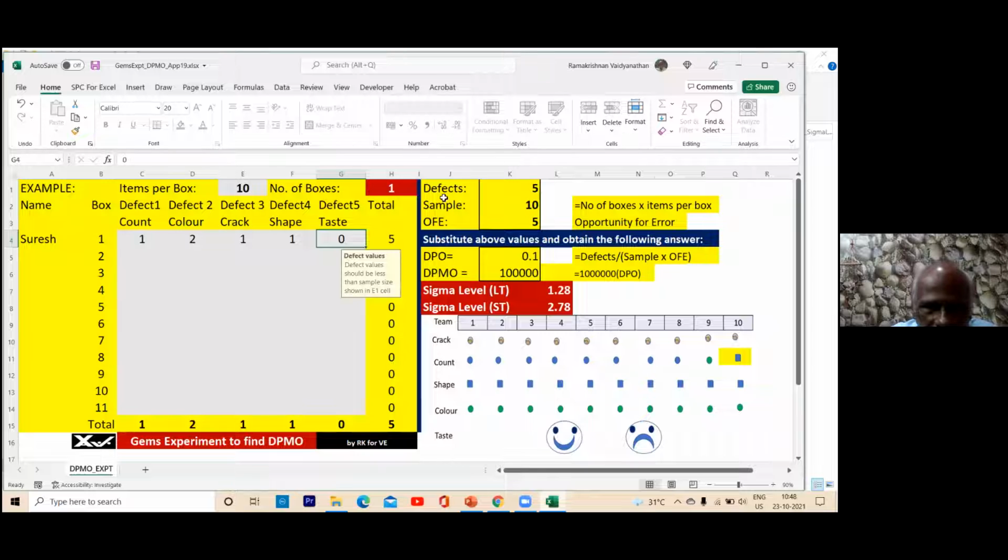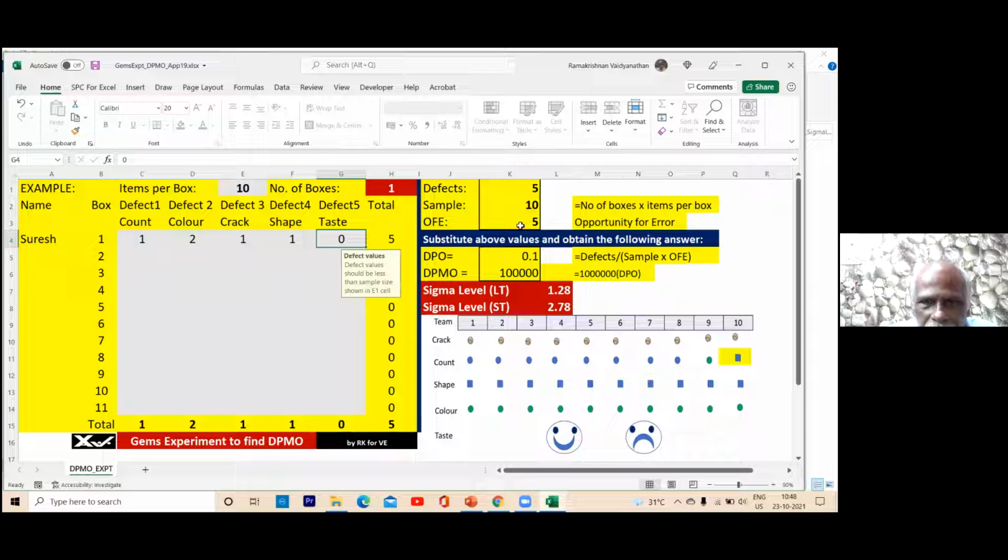And then you can see here, defects noticed is 5 because we have noticed 5 defects. Sample is 10. Sample is nothing but number of boxes into items per box. Items per box is 10. Number of boxes, we have opened only 1 box by Suresh. Therefore, 10 into 1 is 10.